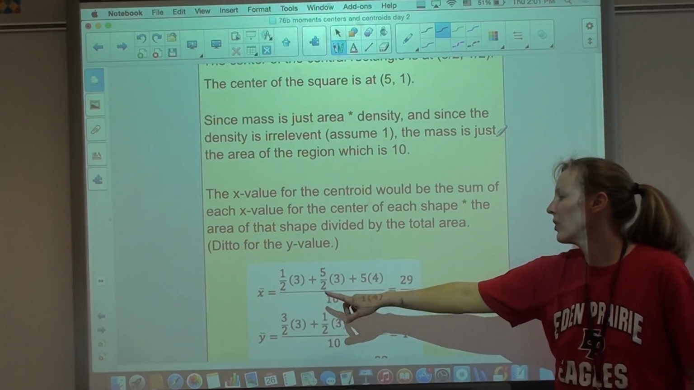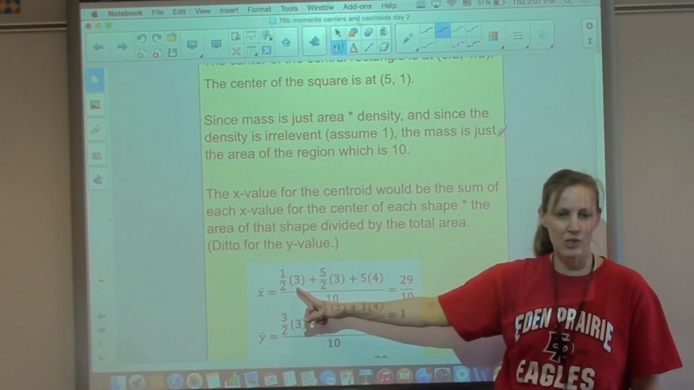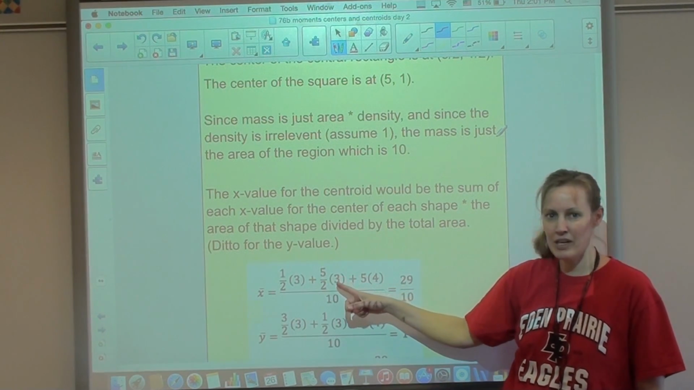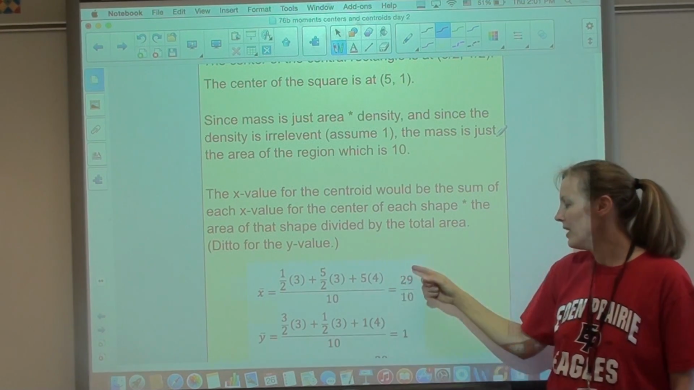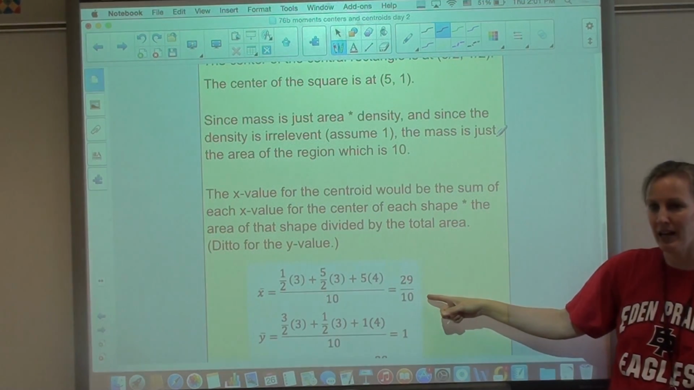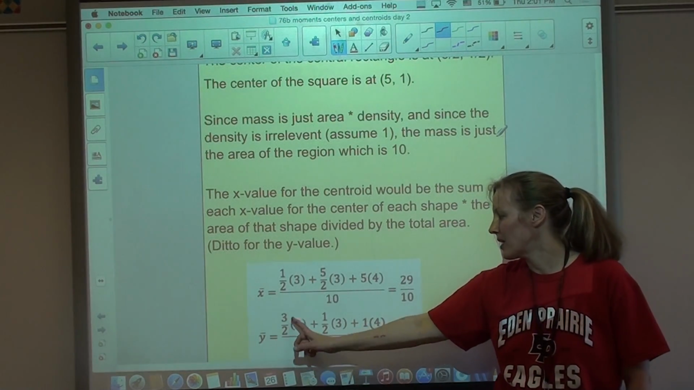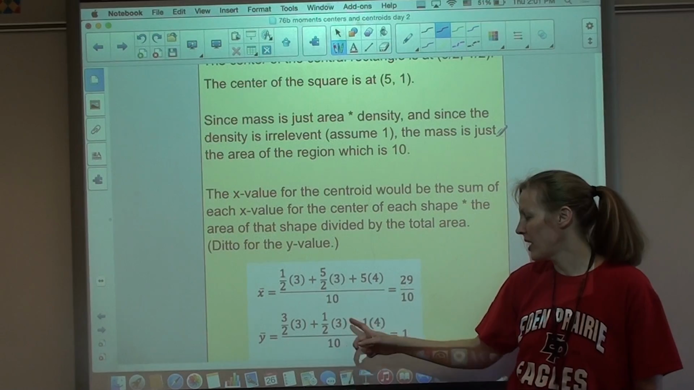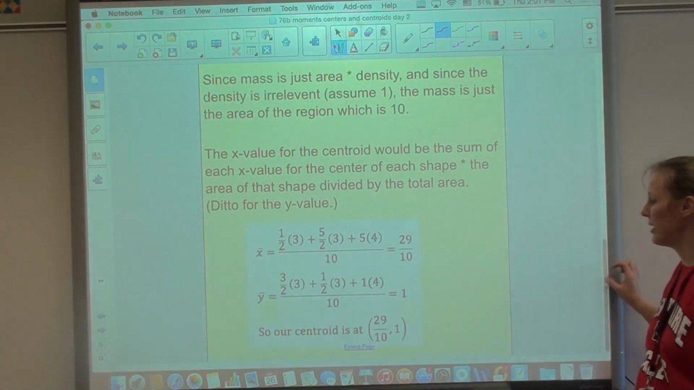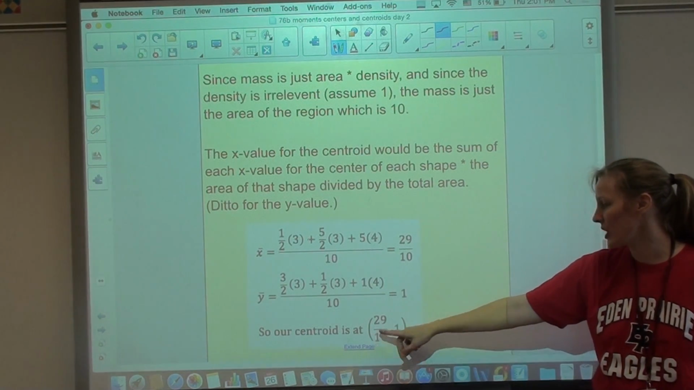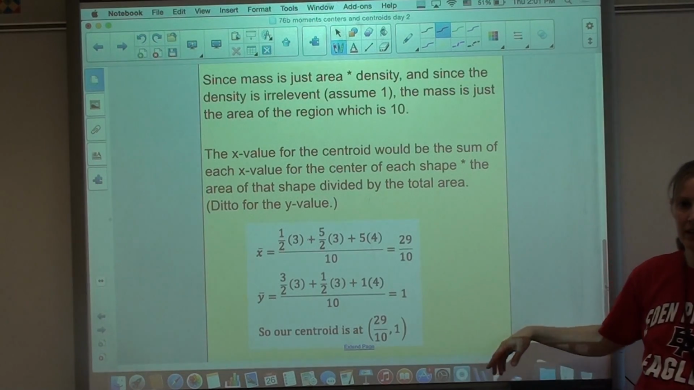Okay, so for your x value, you do 1/2 times the area of the first rectangle, 5/2 times the area of the second rectangle, and then 5 times the area of the square. Divide it all by 10, and you get an x value of 29/10, or 2.9. For your y value, same thing: each y value times its area, divided by the total area, and you get a y value of 1. So the centroid is actually at (29/10, 1), or (2.9, 1).